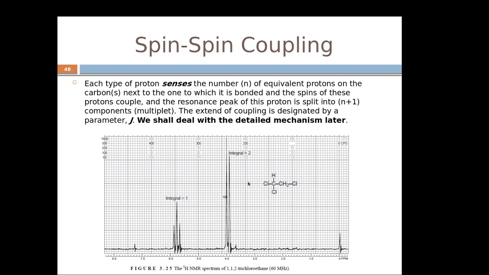As far as the peak of the CH2 protons is concerned, the CH2 protons couple with the one proton here, so the number of protons it can couple with is n equal to 1, so n+1 is 1+1, 2.